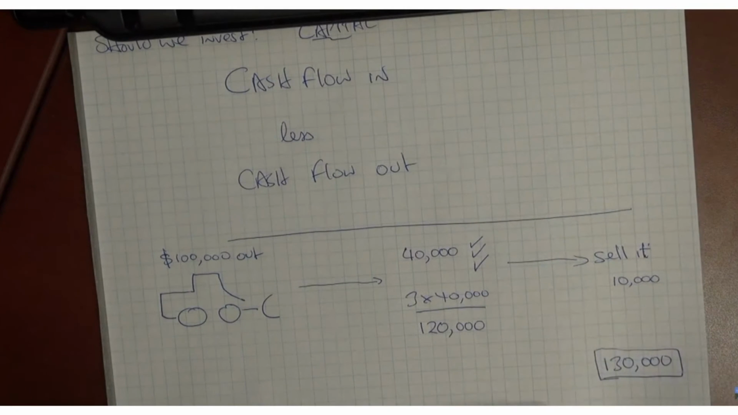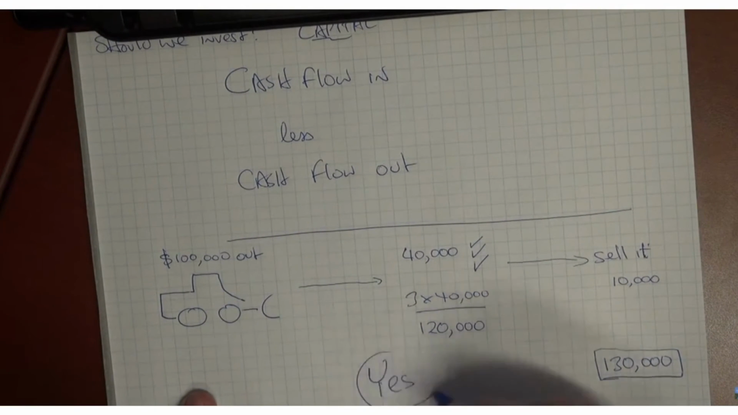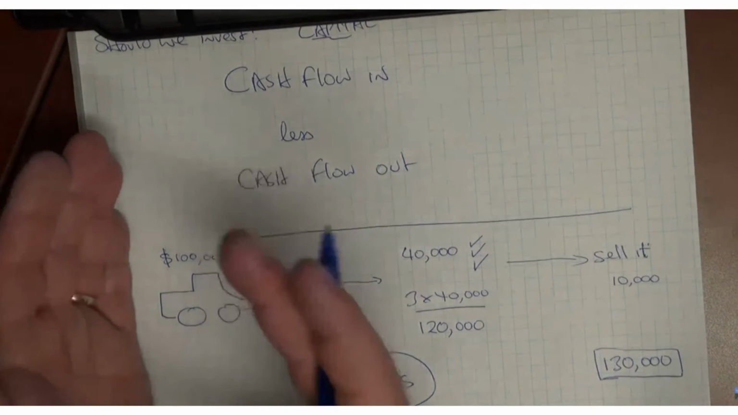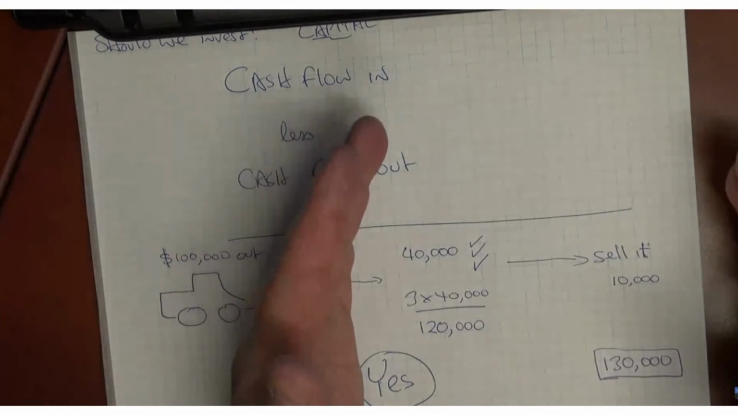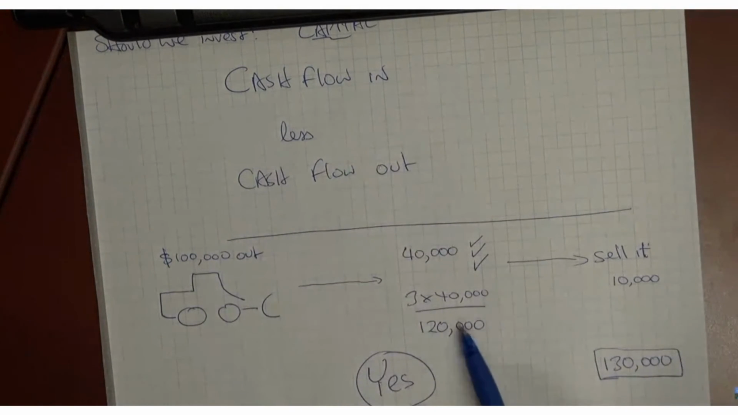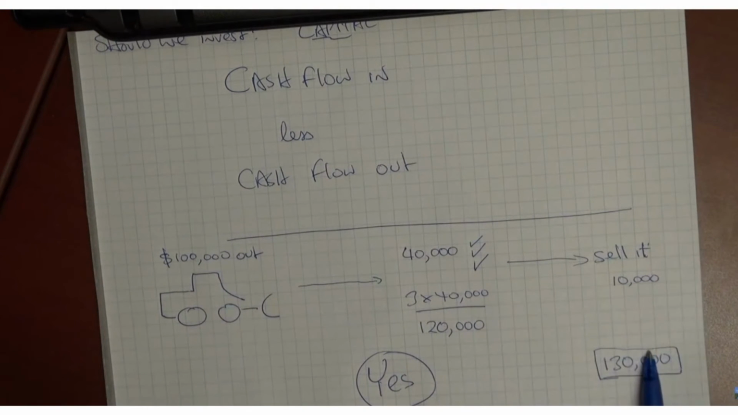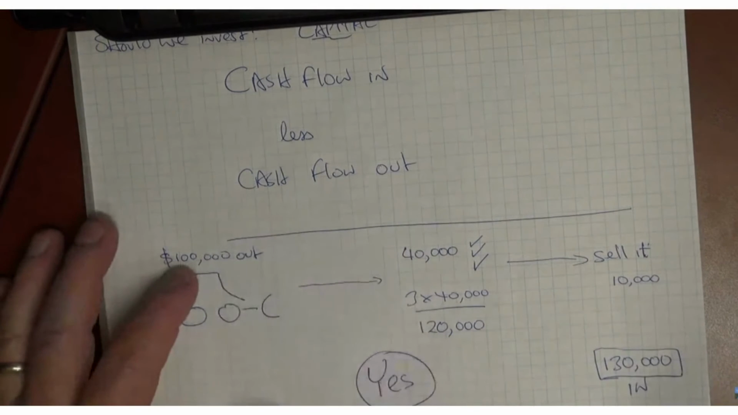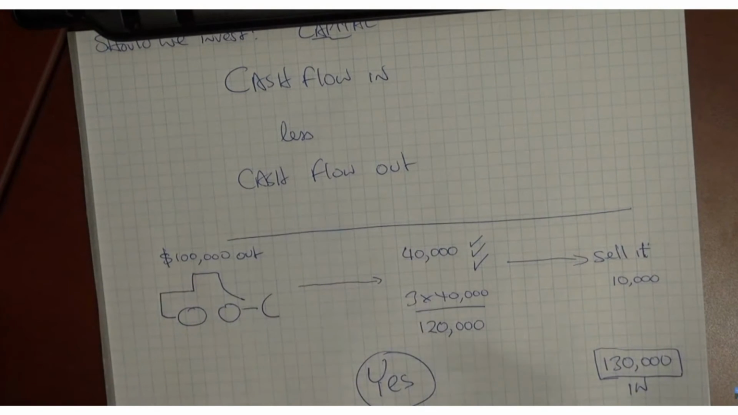Now I ask you, should we buy that tractor or should we not? And your answer is probably at this stage, yes, let's buy the tractor. Again, why? If you don't understand why, well, you spent $100,000 and the cash flow in from the tractor was $130,000 when you consider the $120,000, $40,000 a year for 3 years, plus the $10,000 when we sold it. So $130,000 in is more than $100,000 out. So the business decision should be, yeah, let's buy the tractor.